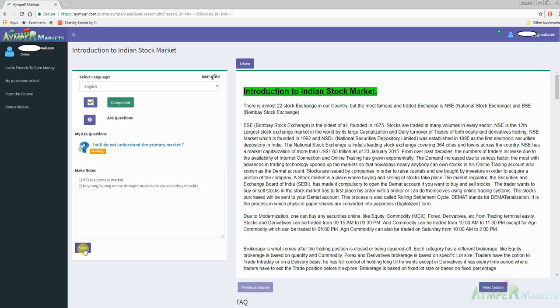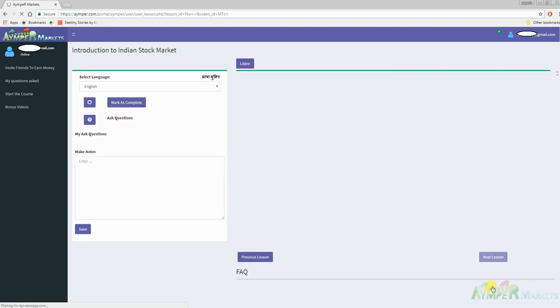Note is saved. If you see it's written over there, that means whenever you open this topic, you will have these notes. Now let's see how further you can learn more. Since I have pressed completed on this lesson, I have to press next lesson.